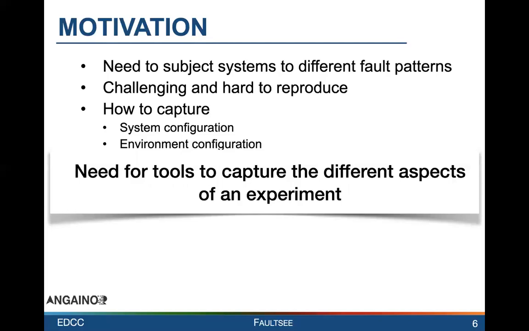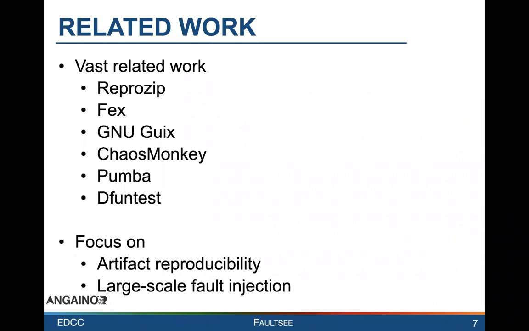So we need the tools to capture these different aspects of the system, and those tools should help us build better and more reproducible experiments. The related work is vast, but generalizing, most of the work either focuses on building artifacts in such a way that those artifacts are reproducible, but disregarding the environment and the fault patterns they might be subject to, or focuses on evaluating large-scale systems under a particular randomized sequence of faults and assessing the behavior of the system.